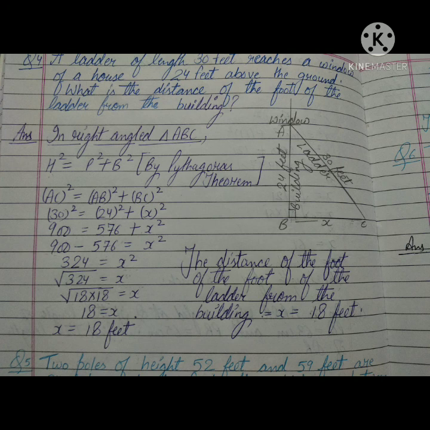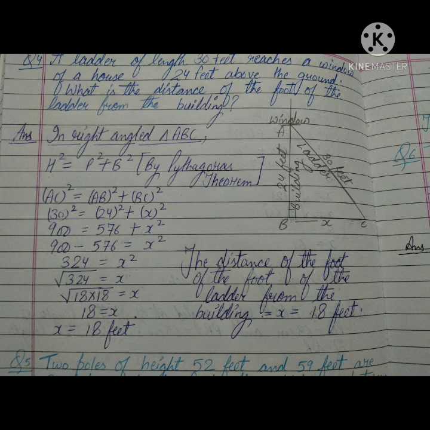In a right triangle ABC, hypotenuse square is equal to perpendicular square plus base square. It's the Pythagoras theorem. So the hypotenuse is AC, so AC square is equal to AB, the perpendicular, square plus BC, the base, BC square, right? So 30 square is equal to 24 square plus x square. 30 square is 30 multiplied by 30, which is 900.